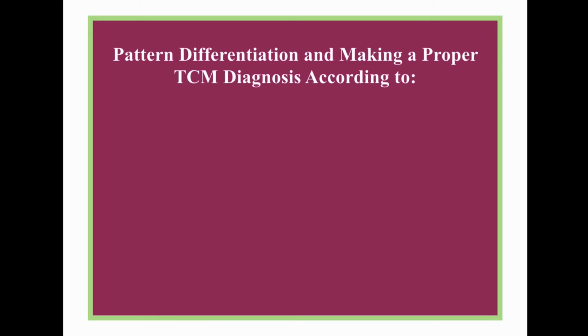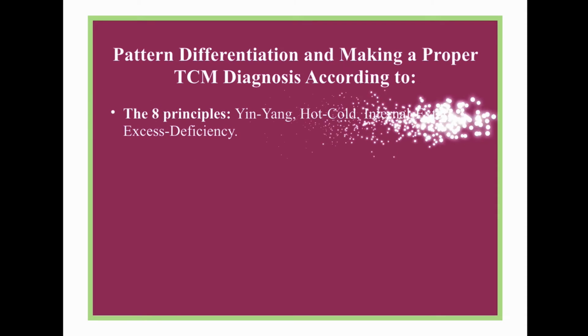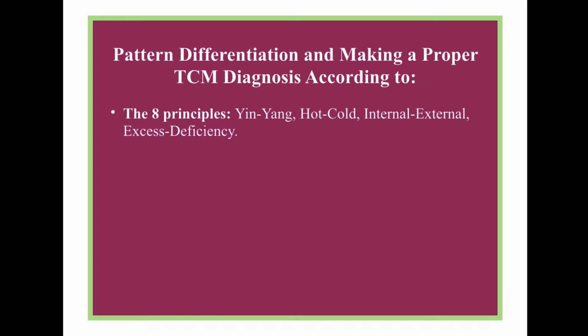So let's start with looking at the pattern of differentiation and making a proper TCM diagnosis. How do we go about this? We have many ways to do this. The basic way is what we're going to do today. It's talking about the 8 principles. Using the 8 principles to try to make a diagnosis is literally the basis of Chinese medicine diagnosis. So yin and yang, hot and cold or heat and cold, internal versus external, and excess versus deficiency.